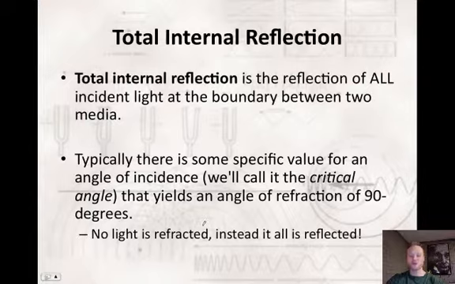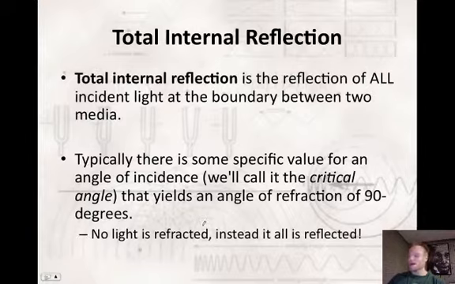What is total internal reflection? Well, basically what it is when a light ray is headed towards a boundary between two media, none of it refracts. None of it actually exits the media. Instead, all of it just reflects off of the boundary.